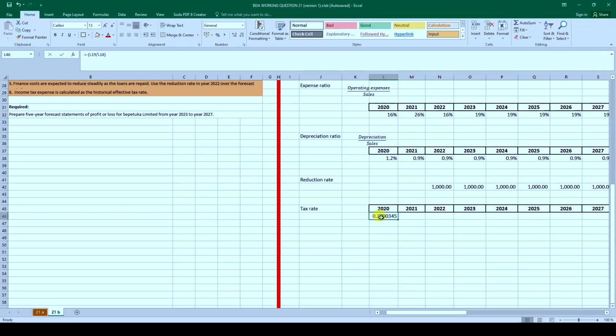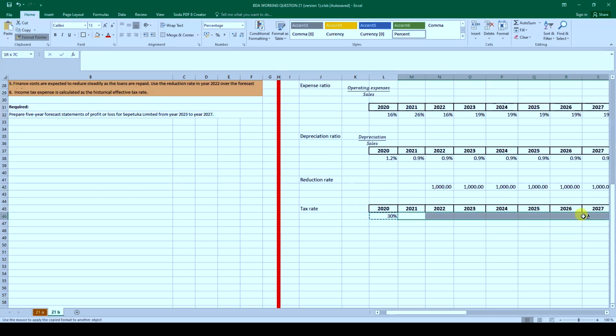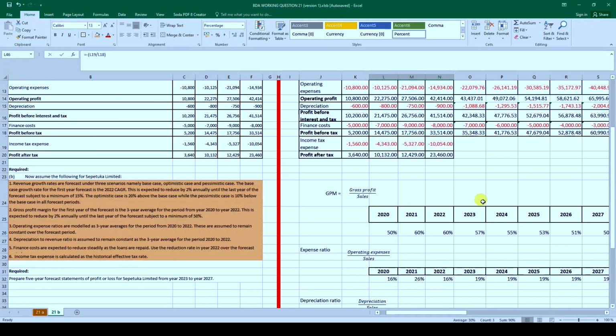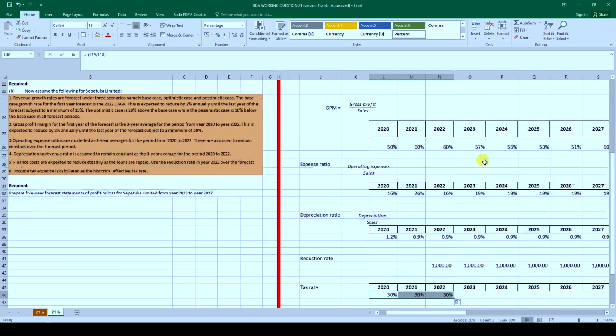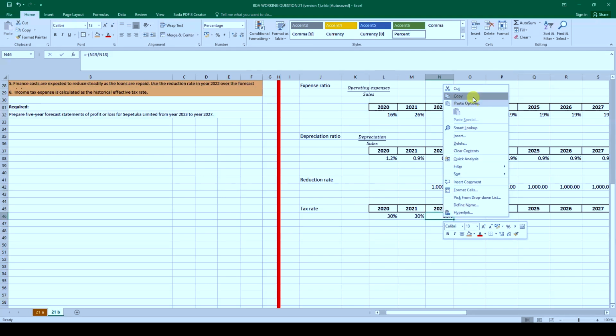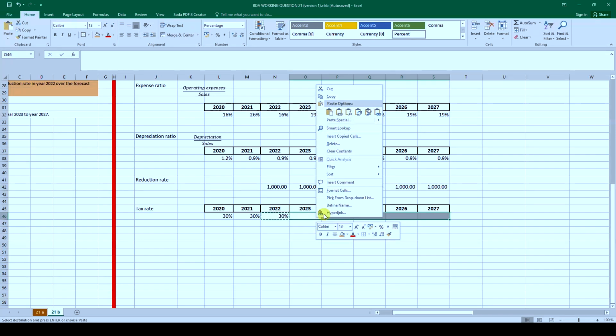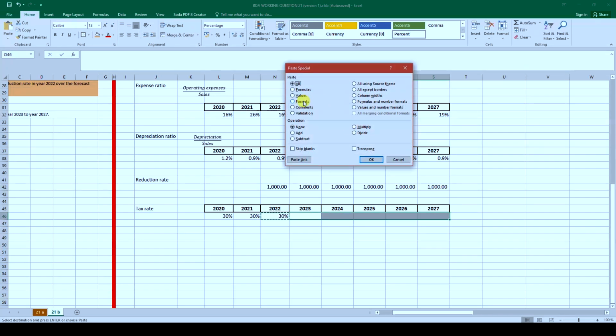Okay, it's decimal, but we put it percentage. Alt H P. But we need the format to be the same throughout. 2027, right there. So we can just drag it to be the same. It should be the same up to 2022. But we cannot drag it over here because there's nothing we have put for the tax rate, income tax expense over here. So we copy this. Copy and paste special. The rate is what you're interested in. Paste special. Should we go to formats? No, we go to values, guys.